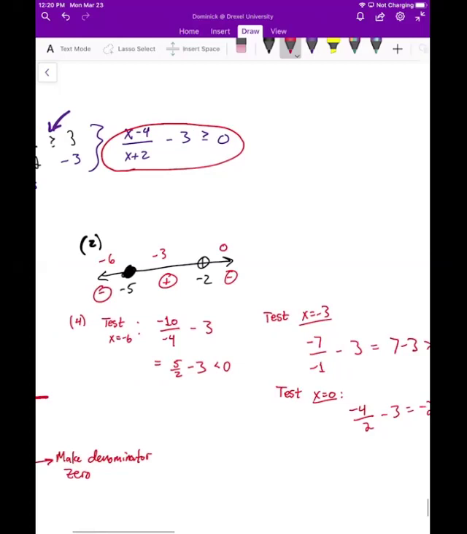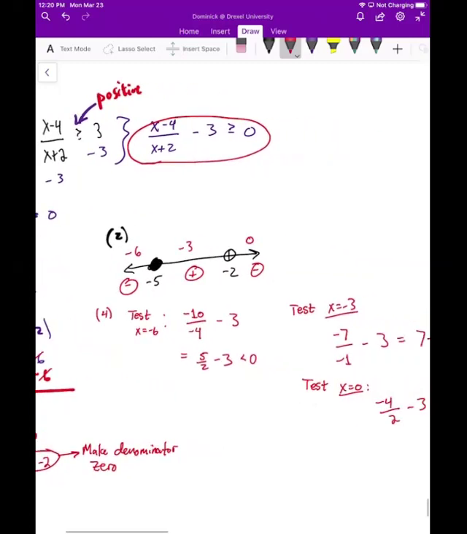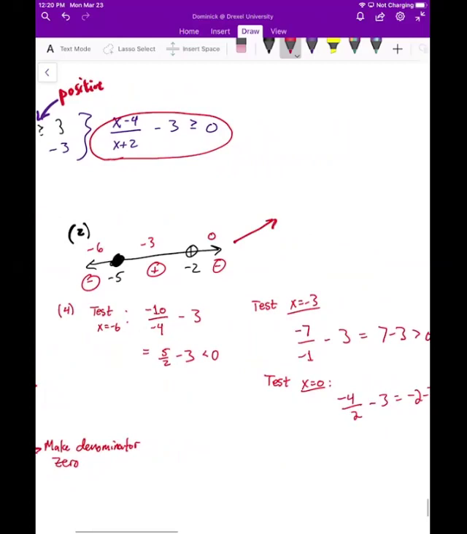So now what do we want as our final answer? Well, we want this to be positive, or we want it to be greater than 0. So in this case, our solution is where this is positive. So from -5 and include it, so a bracket, to -2, but don't include it, so a parenthesis. So there's our solution for this one.